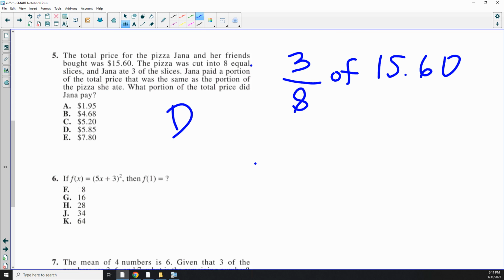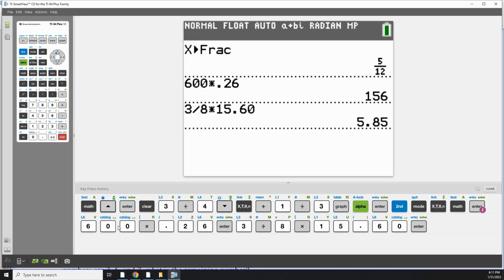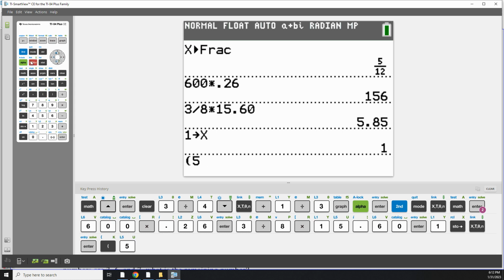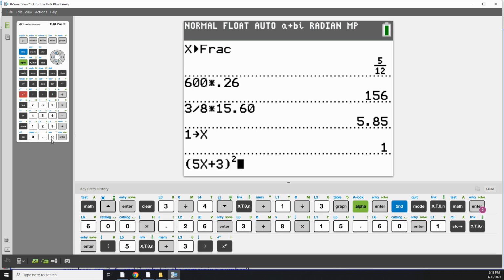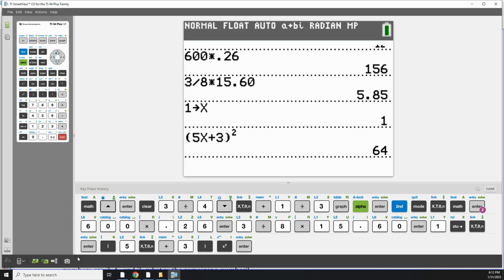F of 1, you could plug in 1 for x. Then get 5 plus 3 squared is 64. Answer K. You know I'm going to like store for this, of course. So 1 store x, because we're replacing x with 1, and what was it? 5x plus 3 squared. And there's the answer, 64.